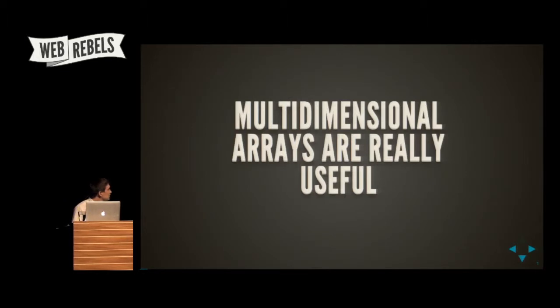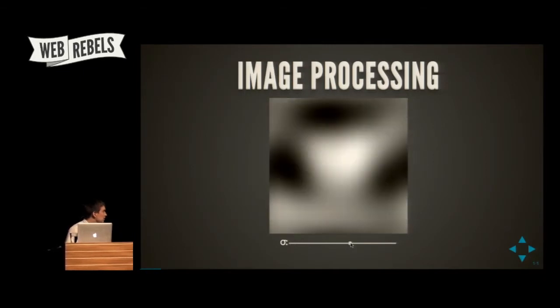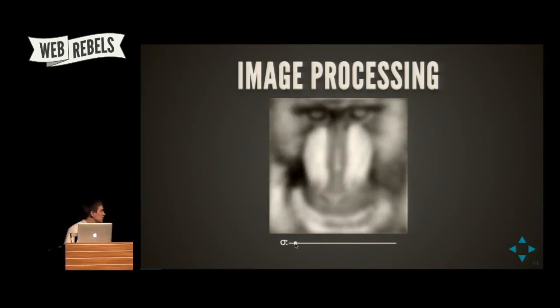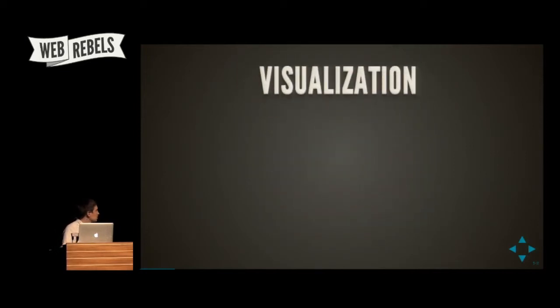One of the basic operations is image processing, for example filtering: take an image and blur it, or you could do edge detection or other types of transformations. So this is basic image processing stuff. You could also want to do something like visualize.